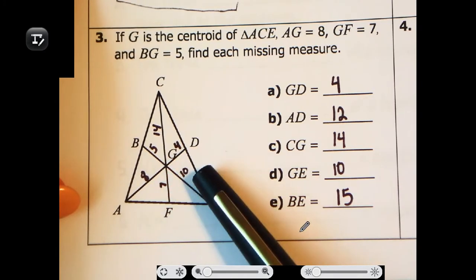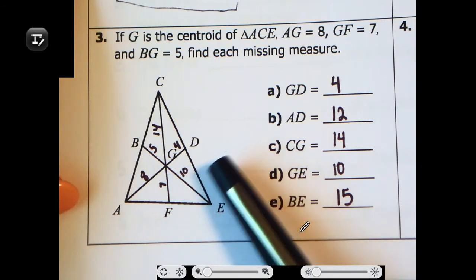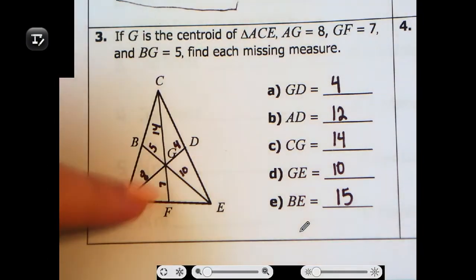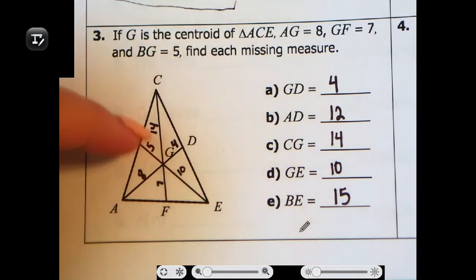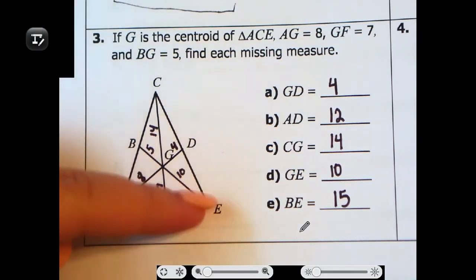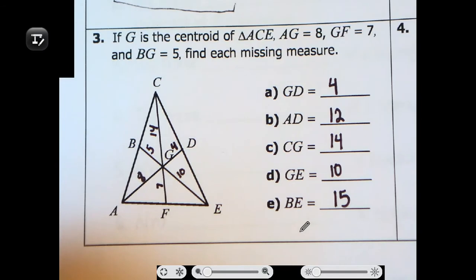And if you go through and just label what they gave you, like they gave us GF right here, that was 7. So then you can automatically think, okay, this is 7. Double that would be this part over here, which is 14. And then they said BG is 5. So double that would be 10. And then they were all pretty much like that.